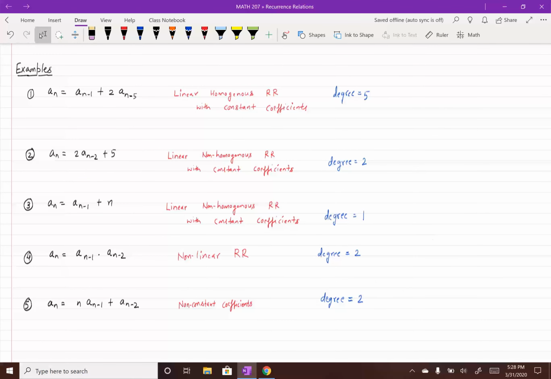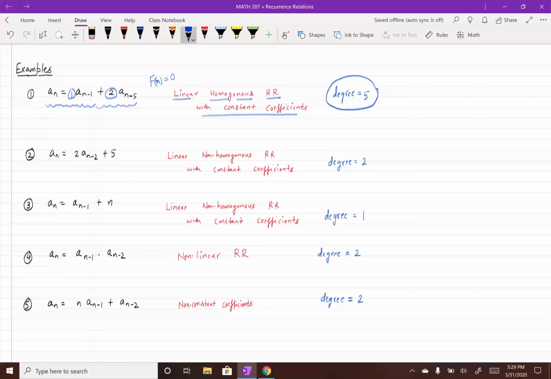In our first example, a of n is written as a of n minus 1 plus 2 times a of n minus 5. Then the f of n term here is 0. Every term here is linear, and they have constant coefficients. So this is an example of a linear homogeneous recurrence relation with constant coefficients. Since a of n is connected with a of n minus 5, the degree of this recurrence relation is 5.